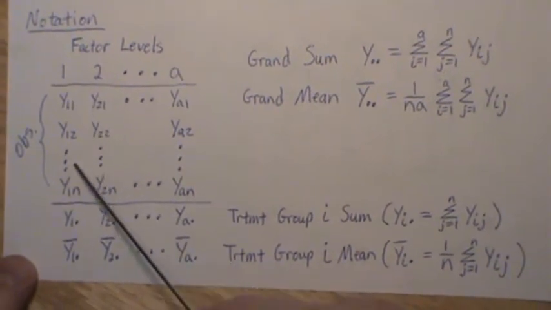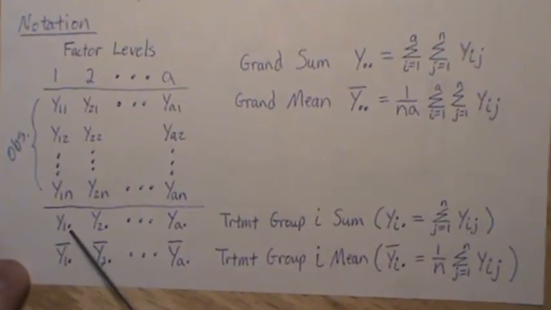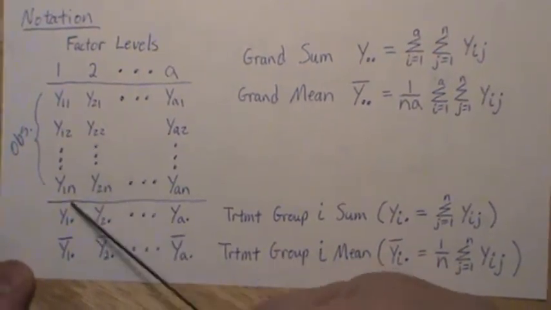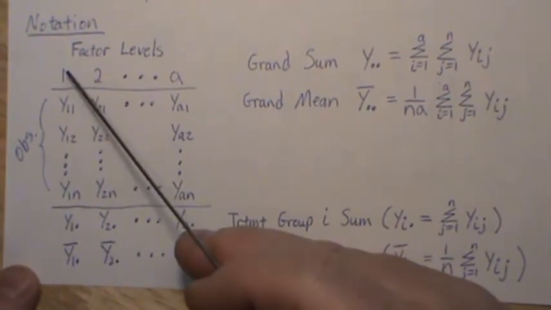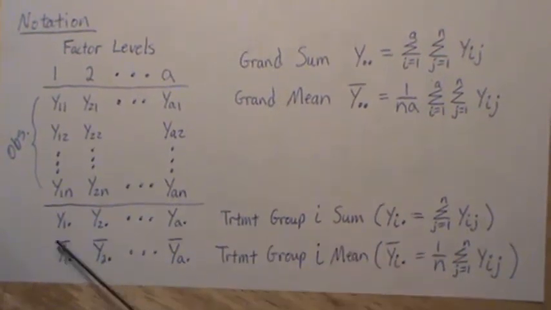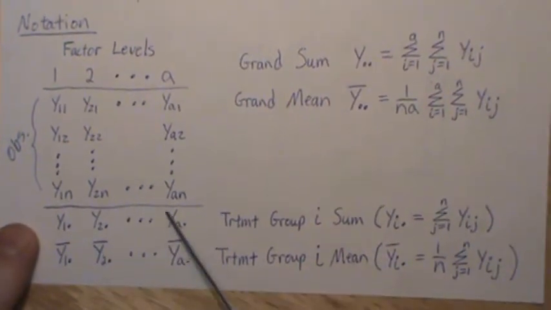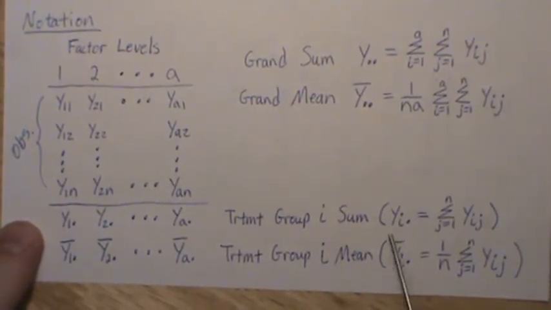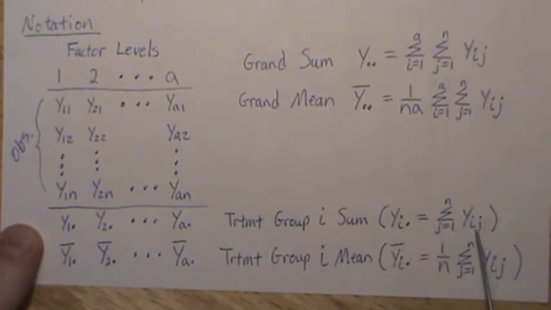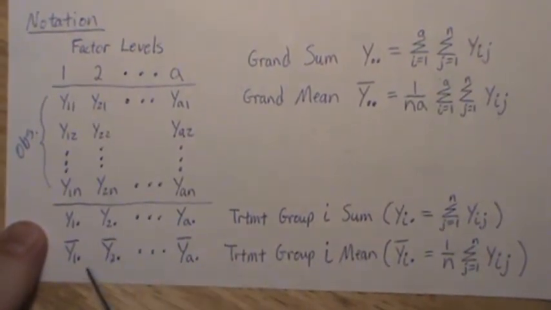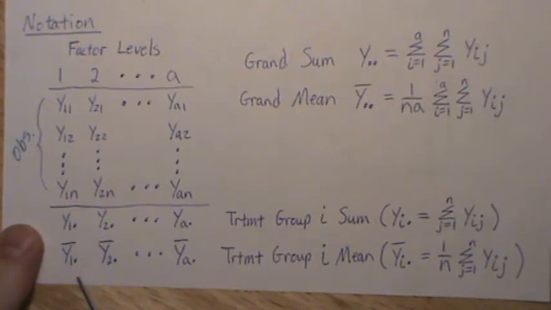Now, if we were to add these, that's what the dot represents. It means that you're summing over that index. So we're holding 1 fixed, so we're in level 1, but then we're going to add up the observations. You can do that for each level, and that's called a treatment group sum. So the ith treatment group would be y_i dot, meaning add them up in that level. And then we can divide by how many there are in each level, and that would be the treatment group mean.